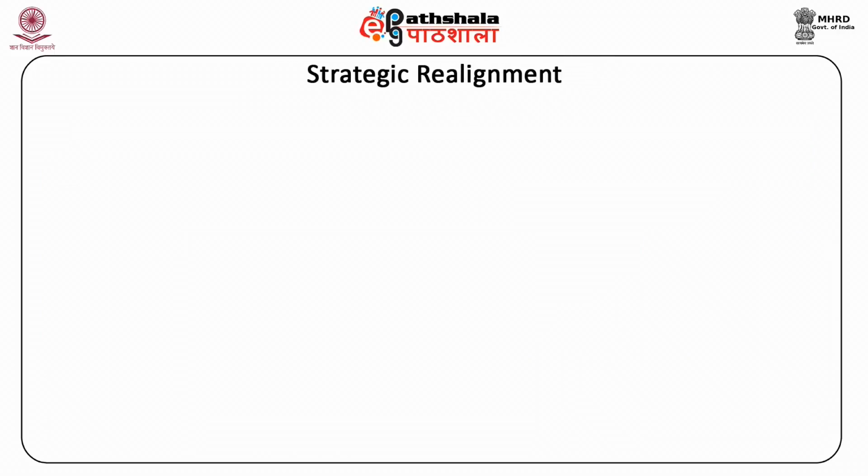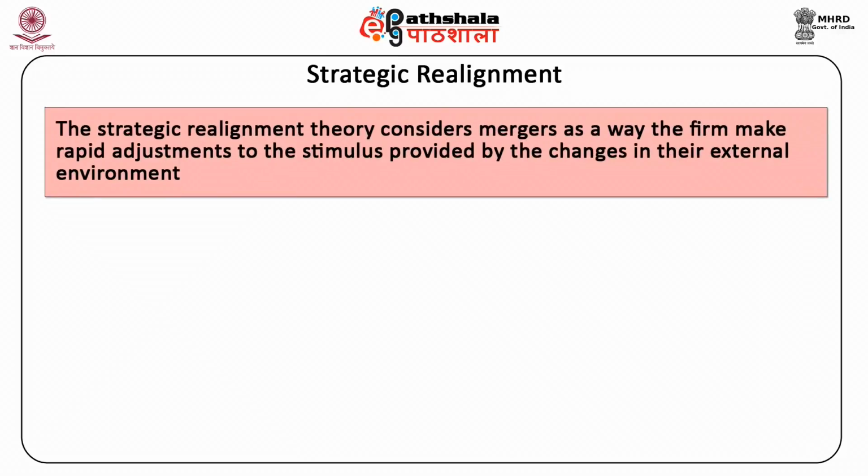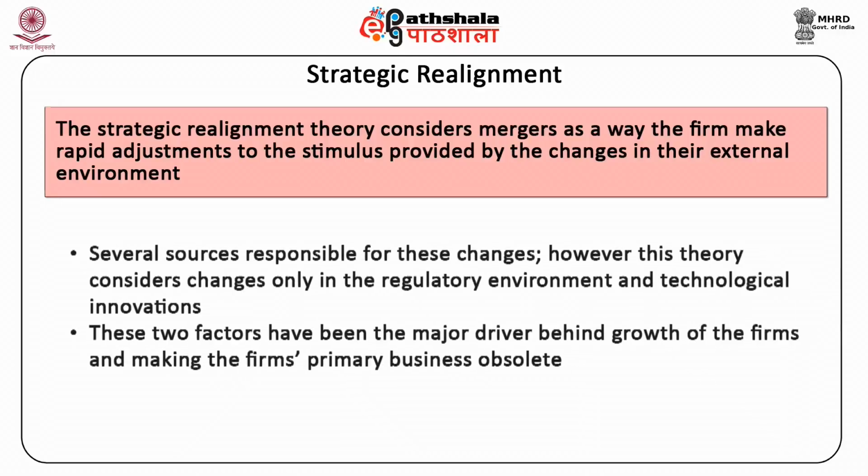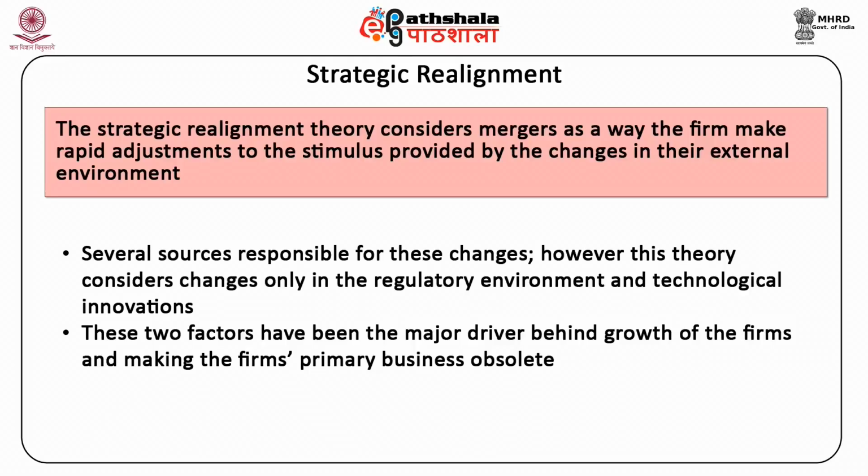Next is strategic realignment. The strategic realignment theory considers mergers as a way the firm makes rapid adjustments to the stimulus provided by the changes in their external environment. There could be several sources responsible for these changes. However, this theory considers changes only in the regulatory environment and technological innovations. These two factors have been the major driver behind growth of the firms and making the firm's primary business obsolete.